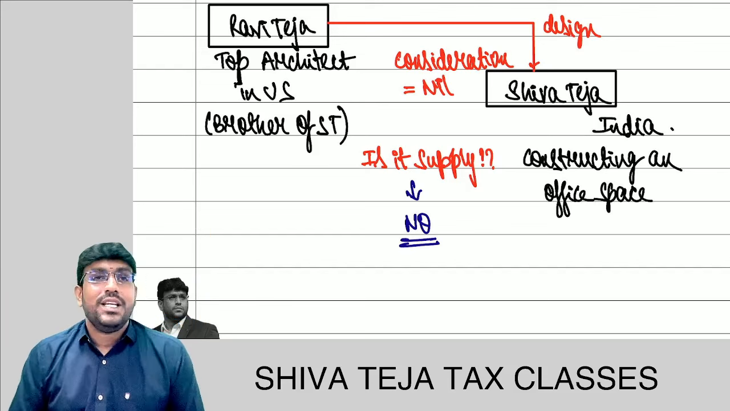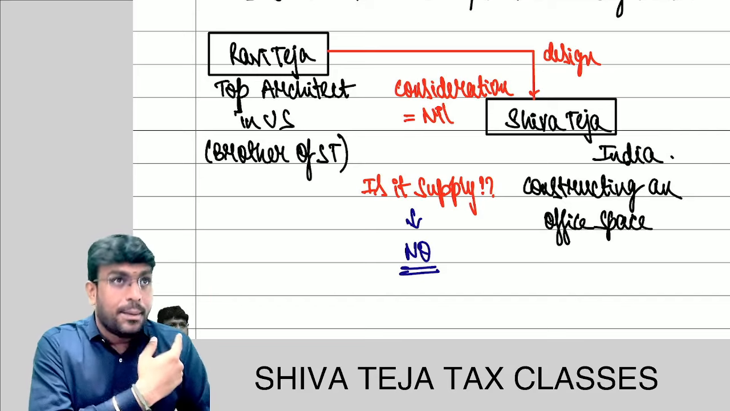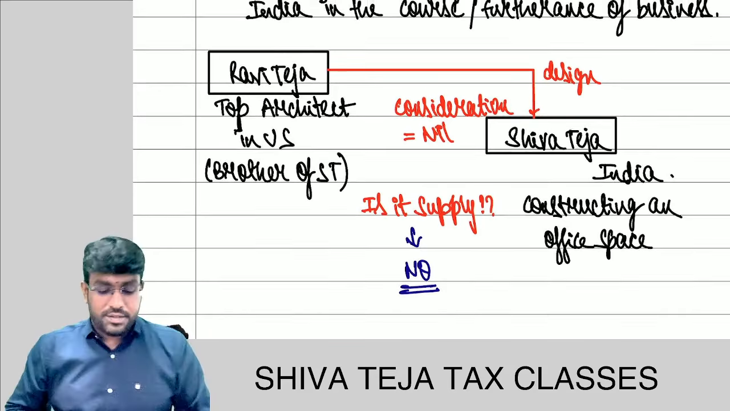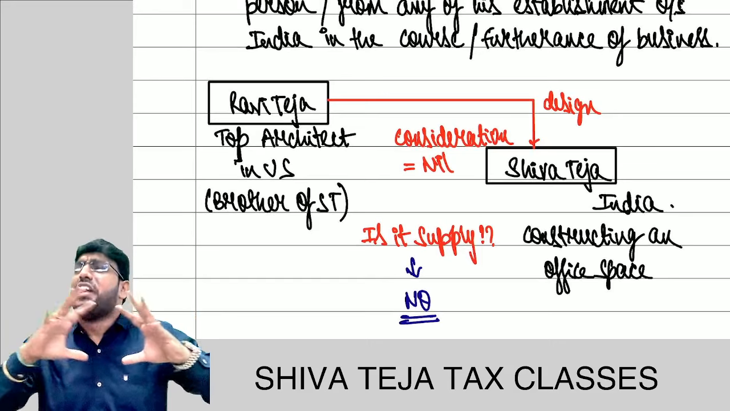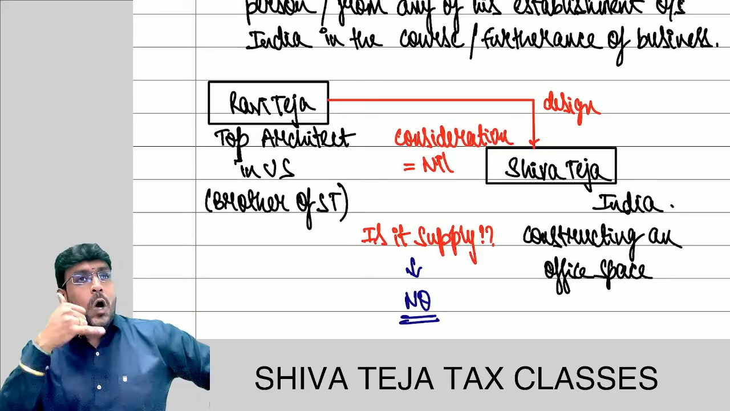Yes, next question, sir. An exam question, it is coming. Please. Next question. Shivateja is constructing an office space in India, and I thought I want such kind of design which is very unique, very excellent. I call my brother Raviteja.